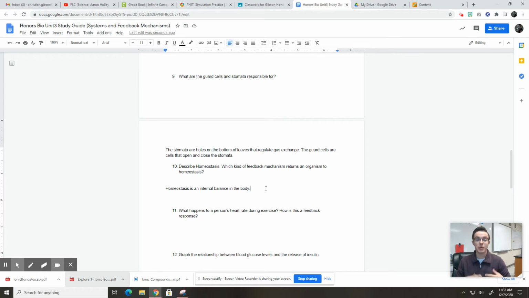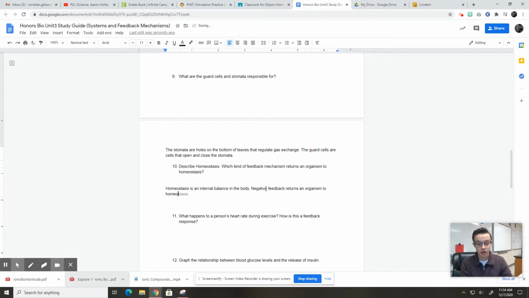So homeostasis is what we call those balance levels. And all of your body systems are working together to maintain homeostasis. Now, if there is some sort of outside stimulus, some environmental factor that is throwing your body out of homeostasis, let's say it's really hot outside or really cold outside, your body will respond by canceling out that stimulus. And that is through what's called negative feedback. So negative feedback returns an organism to homeostasis.